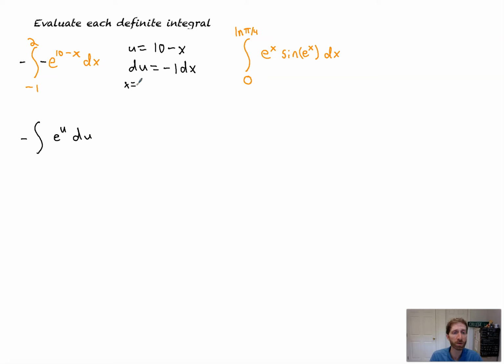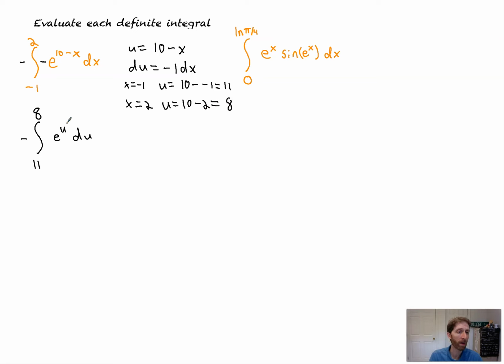So when x is equal to negative 1, u is equal to 10 minus a negative 1, using this to calculate our x value into a u value, and that's 11. And then we'll go at it with 2. So when x equals 2, u equals 10 minus 2, using this again, is equal to 8.